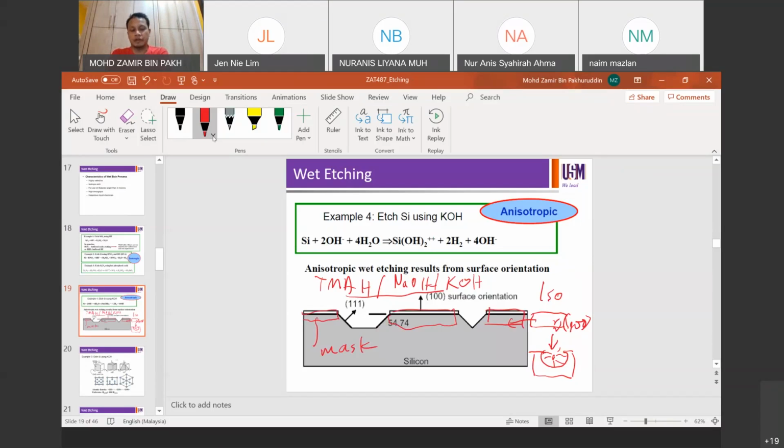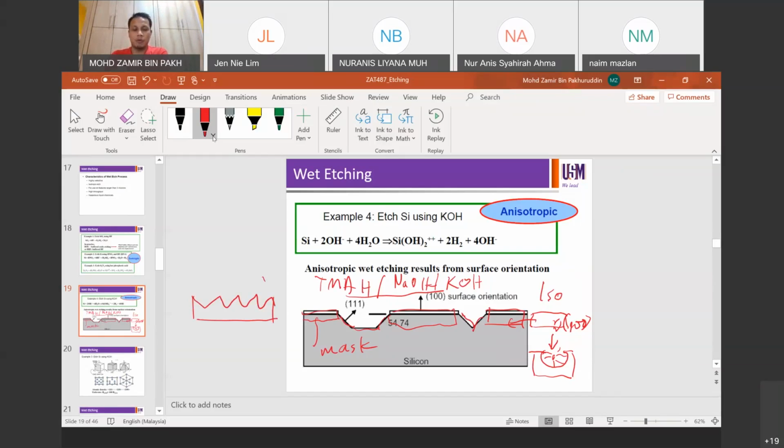The exposed areas in the middle, what you will get is pyramids. It will become a pyramid shape. Pyramid. If you don't cover at all, you're going to get something like this. Something like that. So you didn't cover at all.